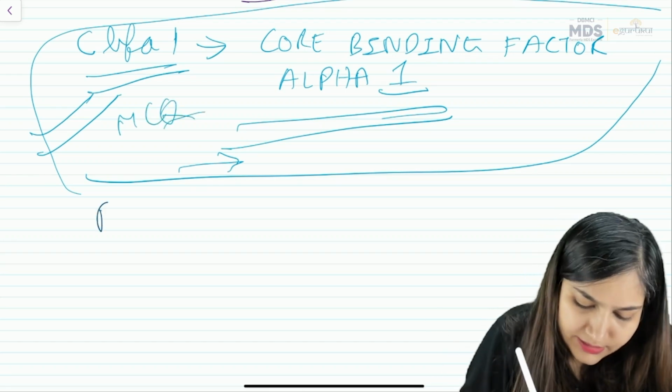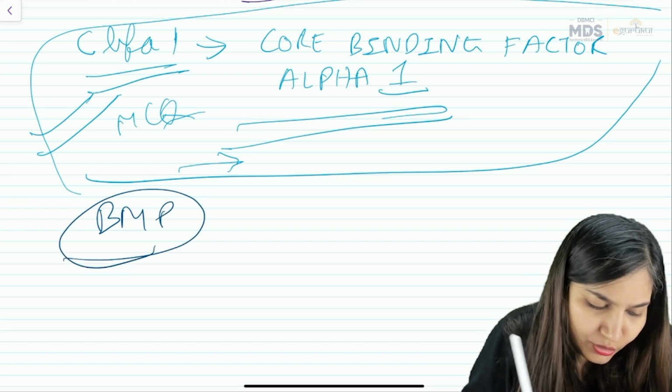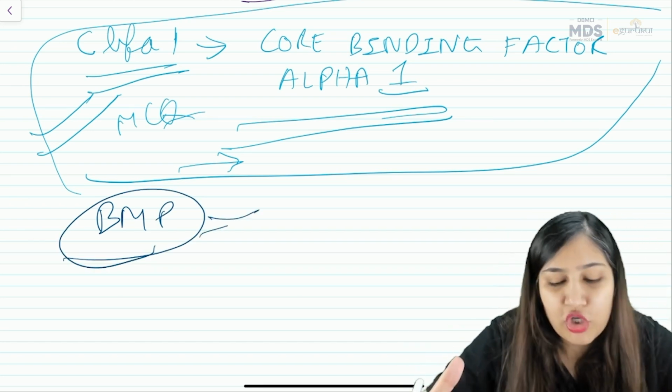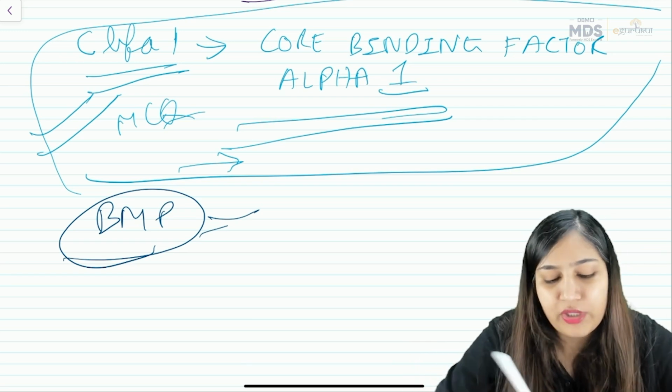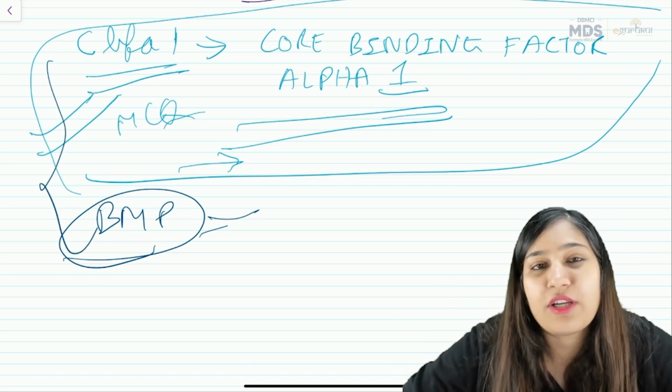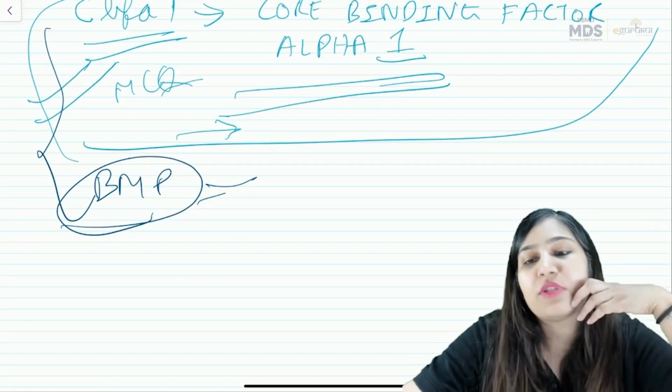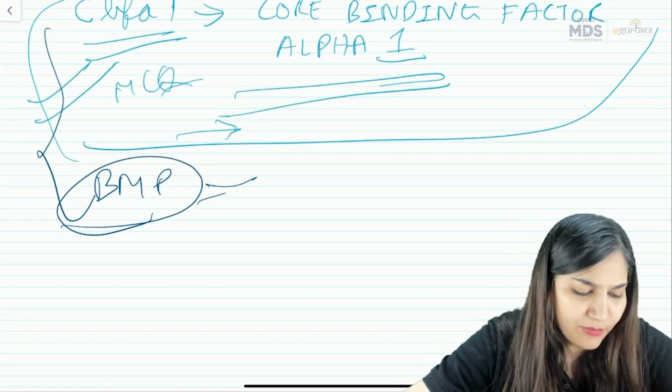And another one is BMP, bone morphogenetic protein. It also plays an important role. It converts the mesenchymal cells into osteoblast cells and leads to the formation of bone. So these two factors also play an important role in bone formation. Now coming to the composition of bone. What is bone composed of?